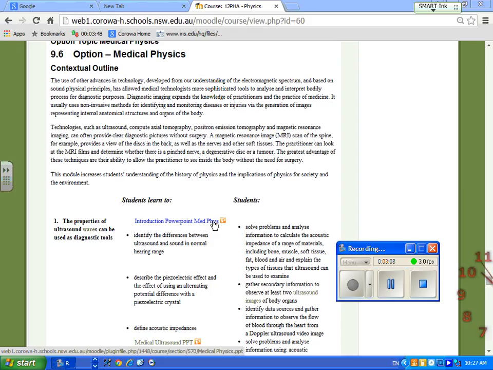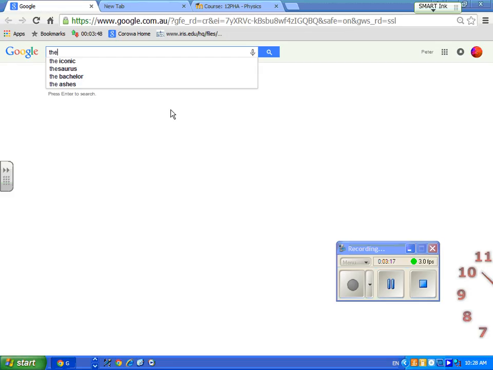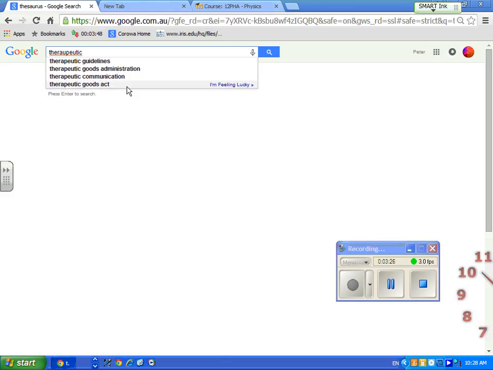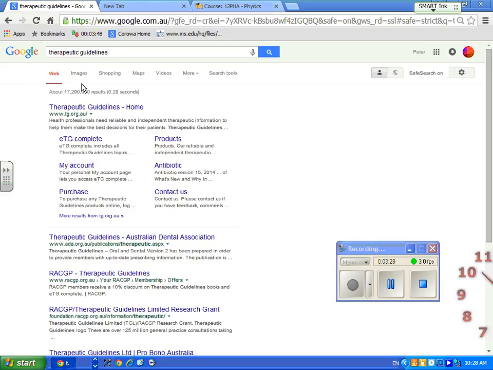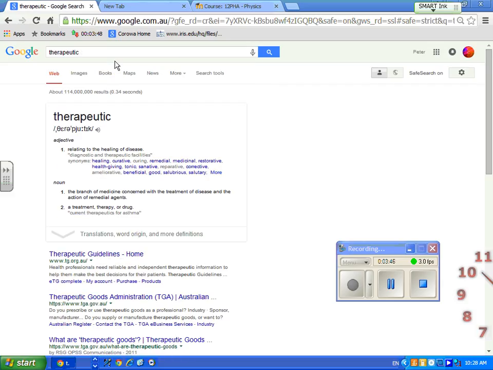Let me find out, because I can't spell. There we are. There's therapeutic. T-H-E-R-A-P-E-U-T-I-C. Therapeutic. So therapeutic just simply means it's the treatment or handling of diseases.